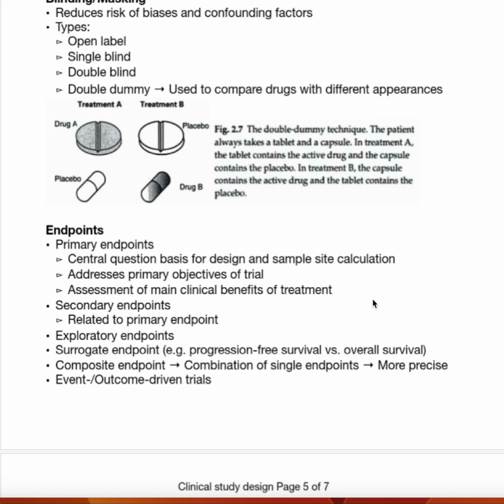It also addresses the primary objectives of the trial, like what are the primary goals of these trials, and the assessment of the main clinical benefits of the treatment, like what are the clinical benefits and what is the goal of this treatment. So I think the primary endpoint is the basic, the most important thing. It's the central basis of the trial and the sample size calculation. It addresses the objectives of this trial and the assessment: what is the benefit of this treatment?